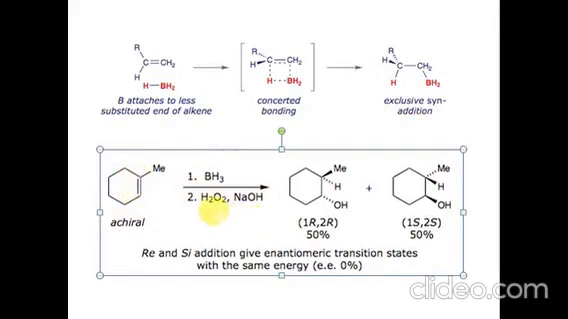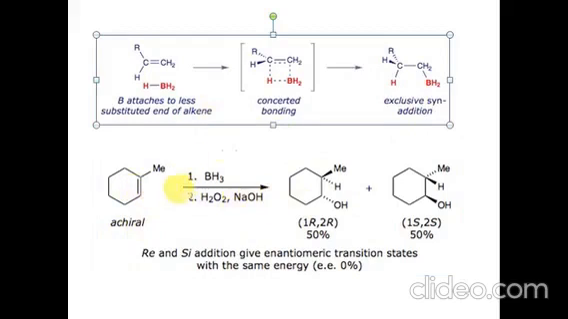In the next step, we add hydrogen peroxide. Hydrogen peroxide replaces the borane BH2 group with the hydroxyl group. So ultimately, in this specific reaction, we get two products. One in which both hydrogen and hydroxyl are on the same side, above the plane, and the other in which both are on the same side, below the plane. So this reaction is stereospecific.